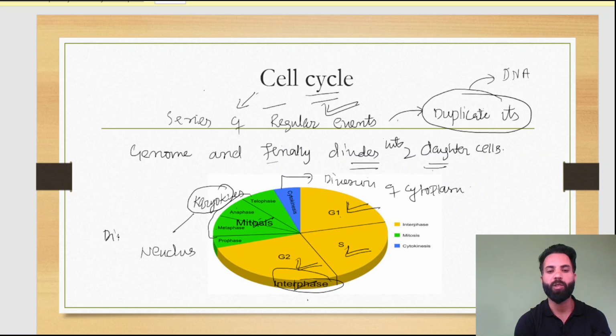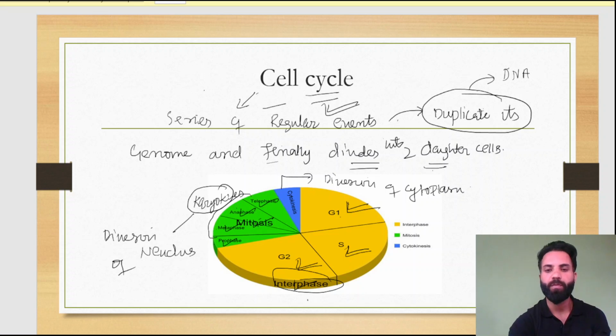So division of nucleus is known as karyokinesis. This karyokinesis has four subphases: prophase, metaphase, anaphase, and telophase. Through these phases the karyokinesis gets completed, and after that there is cytokinesis, which is called the division of cytoplasm.